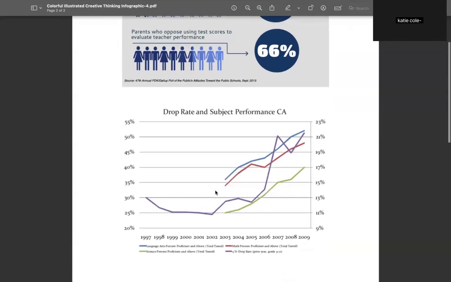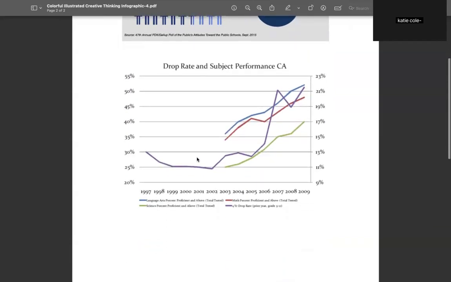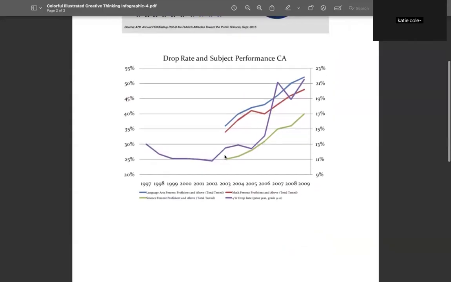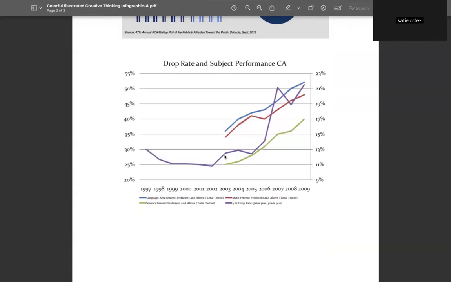And then the second one I have here actually shows a relation between standardized testing and the dropout rate of students. So the purple line here is the dropout rate, and you can see it increase a lot right here. And this is from grade 9 to 12. So you can definitely see that standardized testing has a really big impact on dropout rates.